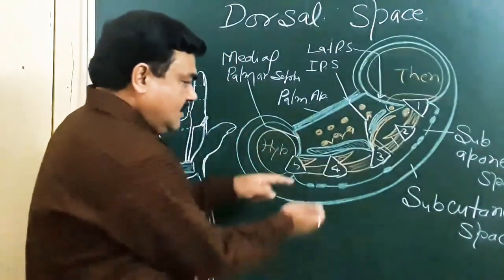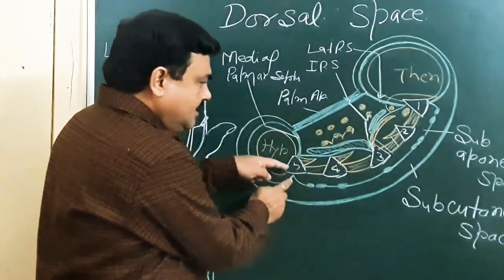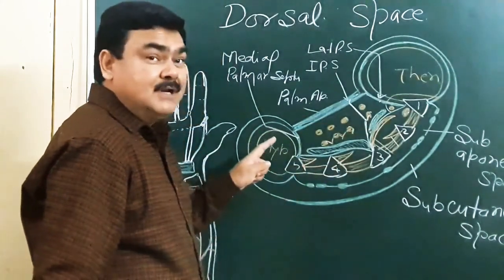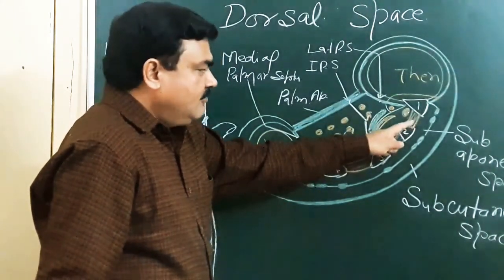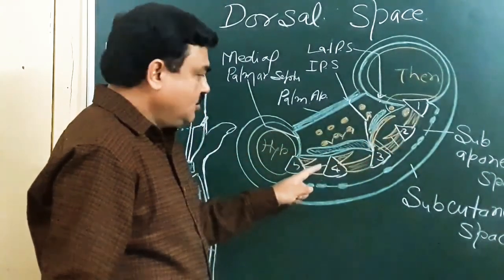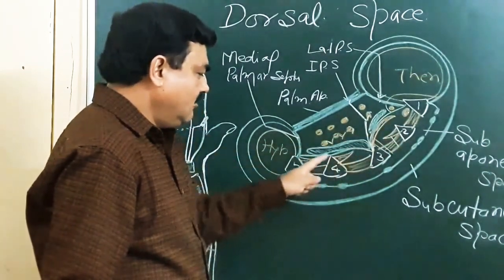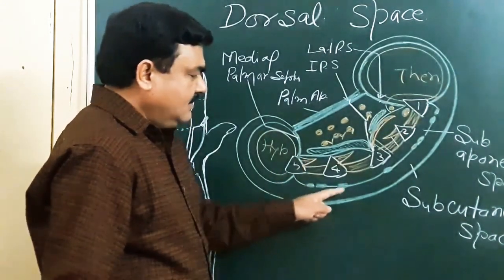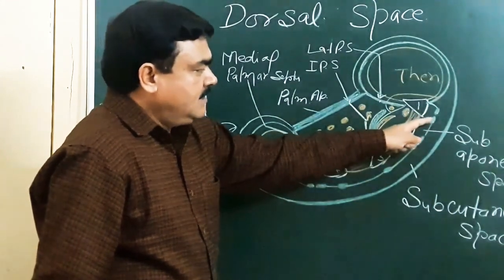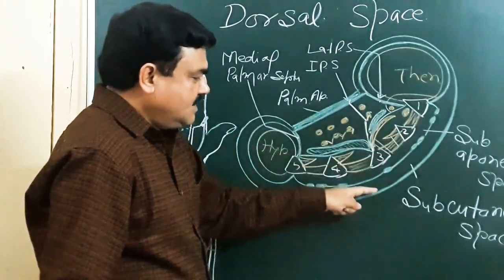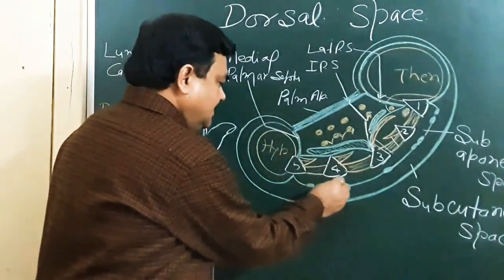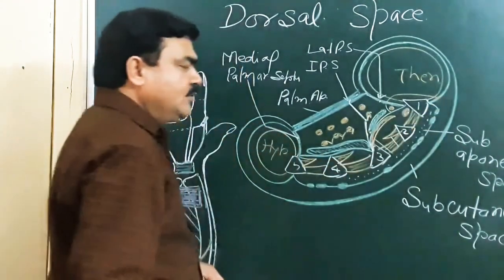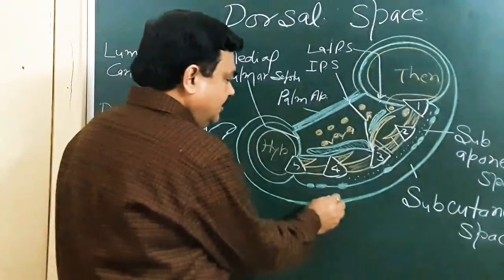Boundary of this space: anteriorly it is bounded by the first, second, third, fourth, fifth metacarpals, and the first, second, third, fourth dorsal interossei, and first, second, third, fourth palmar interossei. And posteriorly, it is bounded by this aponeurosis, the flattened tendons which form the aponeurosis, and the skin. This subaponeurotic space is filled with loose connective tissue.